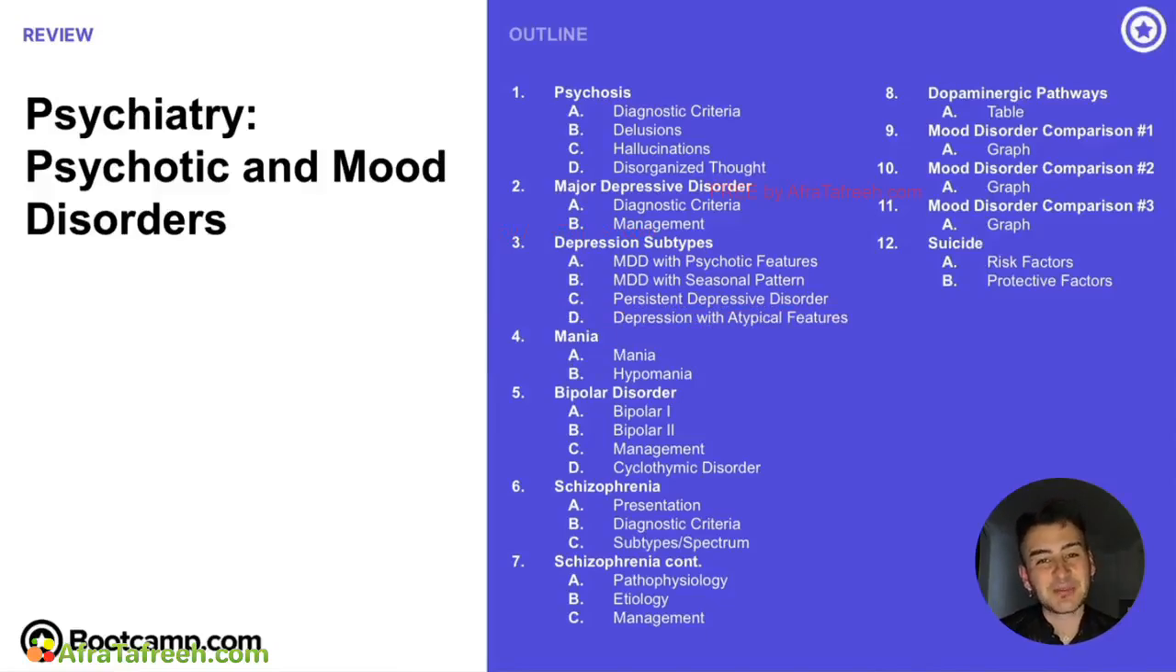This is a really big chapter full of a lot of important stuff. We're going to start off by defining what psychosis is. This is a tricky sticking point on test day, and we're going to clear that up right away. Then we're going to move into talking about our depressive disorders, our low mood disorders. After that, we're going to talk about mania and bipolar disorders, which are mood disorders characterized by an elevated mood. Then we're going to wrap up by talking about schizophrenia, especially its pathophysiology and some of its management. Then we're going to do comparisons between these mood and psychotic disorders and how to differentiate them on test day, and that will be during our mood disorder comparison activity.